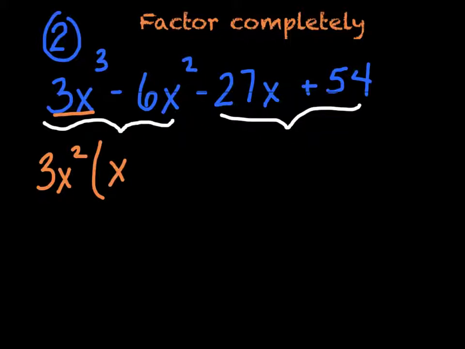And if I take 6x squared and divide by 3x squared, I'm left with a minus 2. Now again, how do you know if you're right? We'll take that, distribute it back, see if that's what you started with.